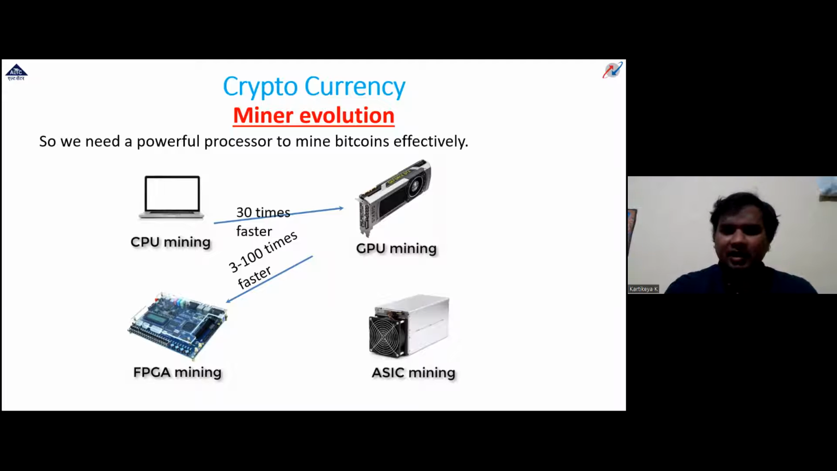But as the computational power increased, the demand for electricity also increased over a period of time. Basically, GPU consumes more power than CPU, FPGA consumes more power than GPU, and ASICs consume more power than FPGA. So this is how the demand for electricity increased. According to one statistic, 50% of the world's electricity for mining is consumed in China itself in the present scenario.